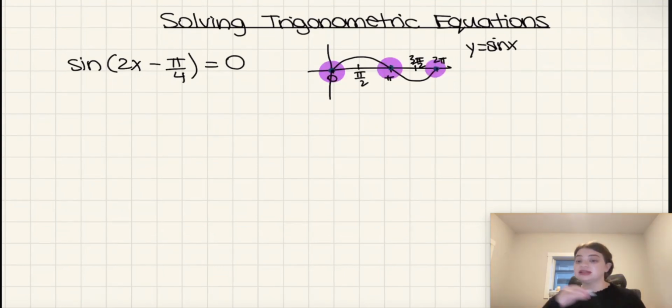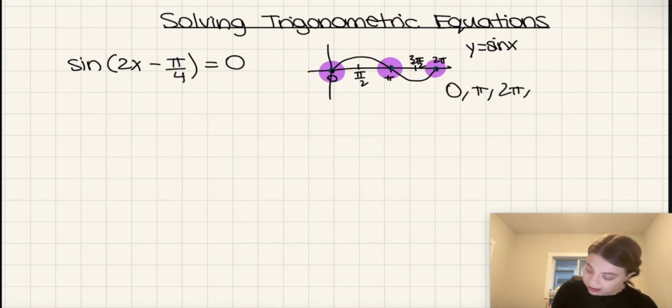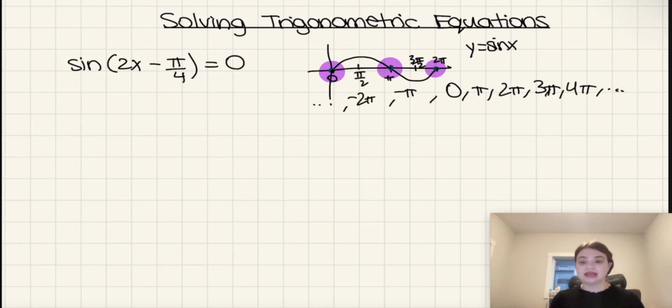And keep in mind, this sinusoidal function continues this way forever. So at 0, pi, 2 pi, 3 pi, 4 pi, etc. And we could even go backwards a bit and say also negative pi, also negative 2 pi, etc. Right? And so these are essentially all the values for which this is the case.